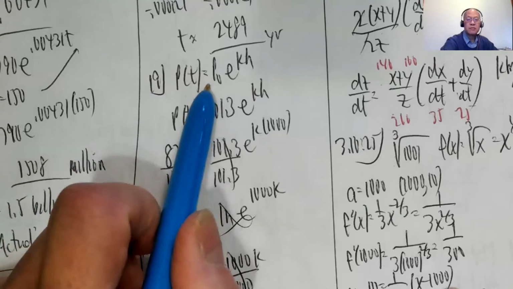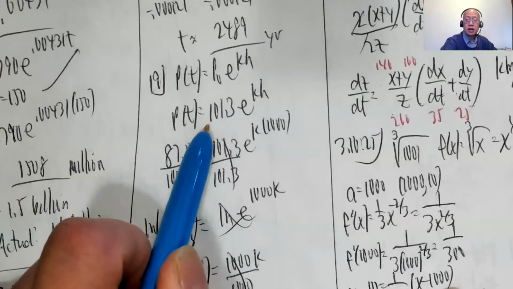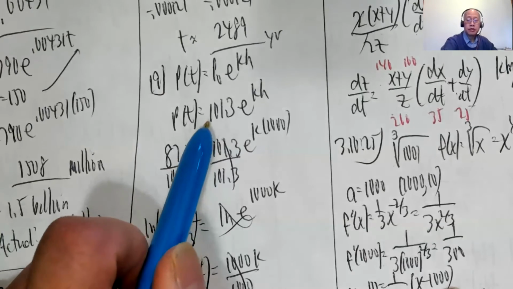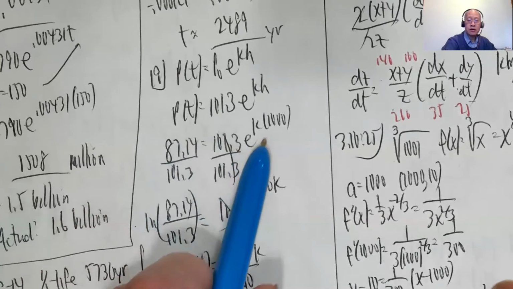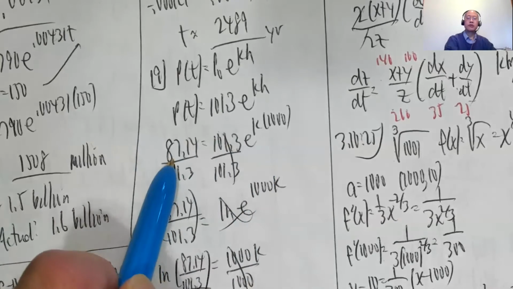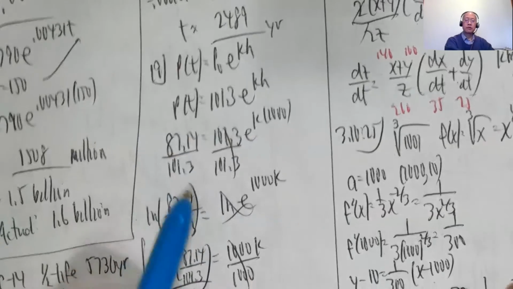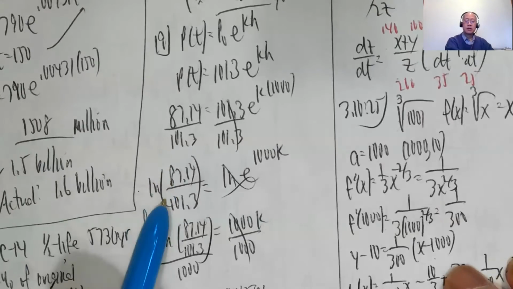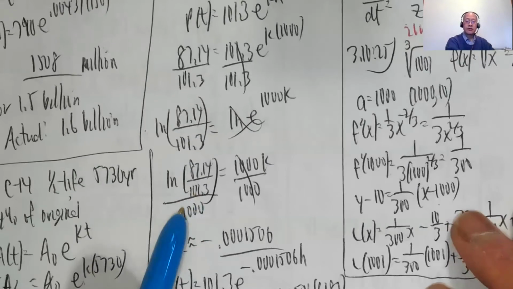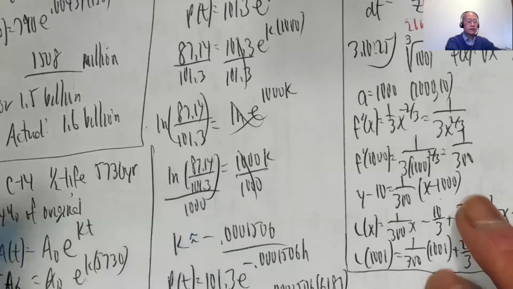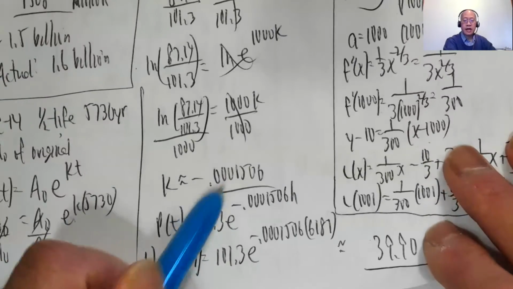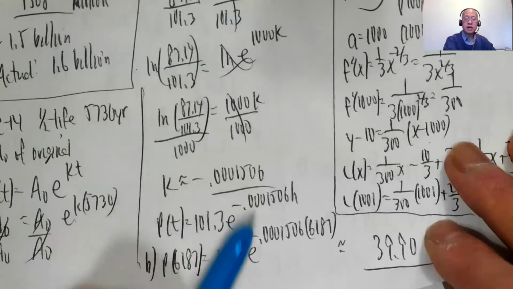19, P of h is P0 e to the kh. Initial pressure is 101.3, that goes there. And then for a height of 1,000 goes here, 87.14 goes there. Divide by 101.3, take the ln of both sides, and then divide by 1,000. So ln of 87.14 over 101.3, whole thing divided by 1,000. k is about negative 0.001506.